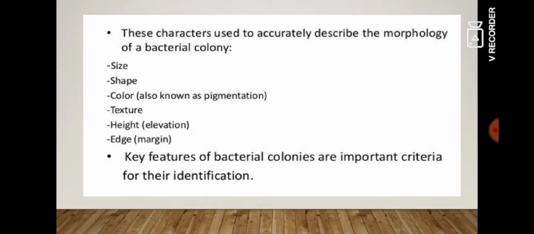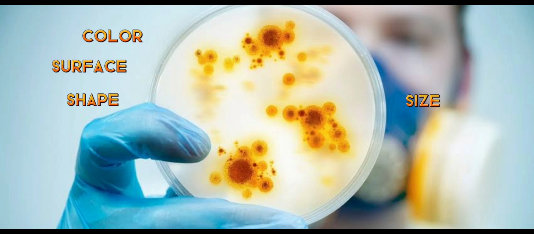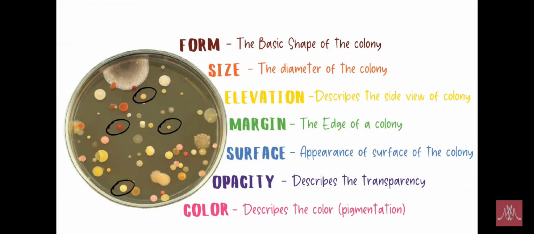The following are the main characteristics of the morphology of a bacterial colony. First, we have color, surface, shape, size, margin, and elevation. These are the different descriptions of each characteristic of a bacterial colony.